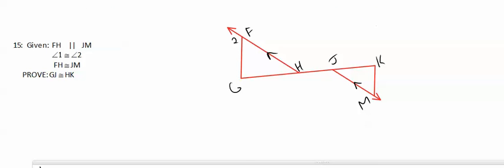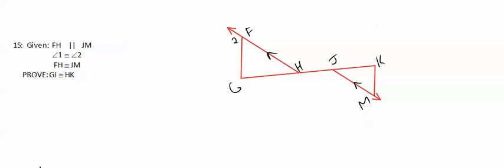All right, let's look at a few examples. The first one is number 15 from your book. Given line FH is parallel to line JM, and angle 1 is congruent to angle 2, and line segment FH is congruent to JM, we want to prove that GJ is congruent to HK. So let's start by taking a look at what we are given. So we know the parallel lines, and those are marked for us already in here. We know that angle 1 is congruent to angle 2, so let's mark that. And we know that FH is congruent to JM.